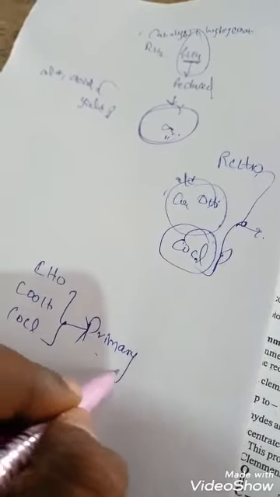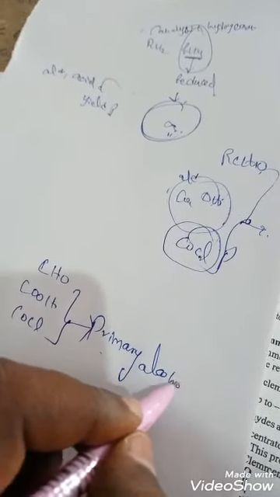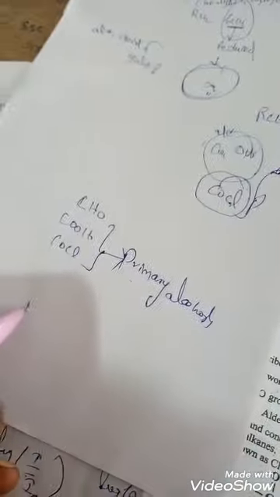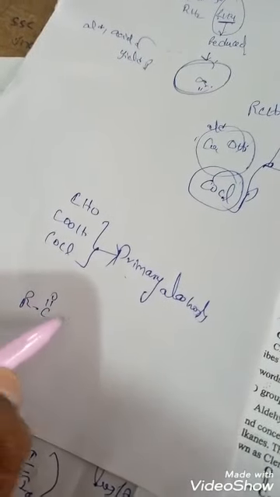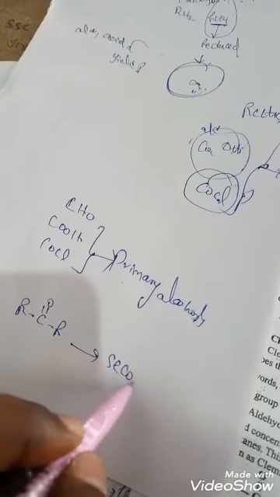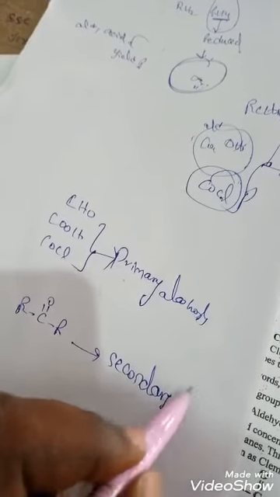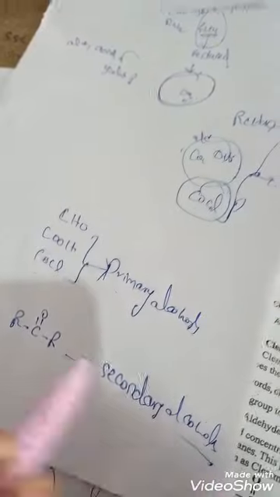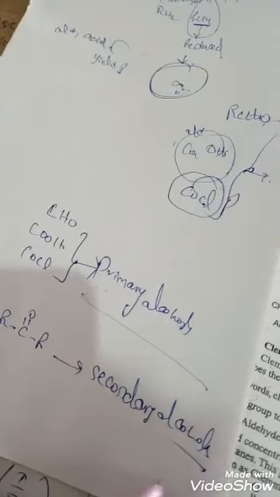Next, ketones. We know that ketones are RCOR'. These give secondary alcohols. This is primary alcohol, this is secondary alcohol.